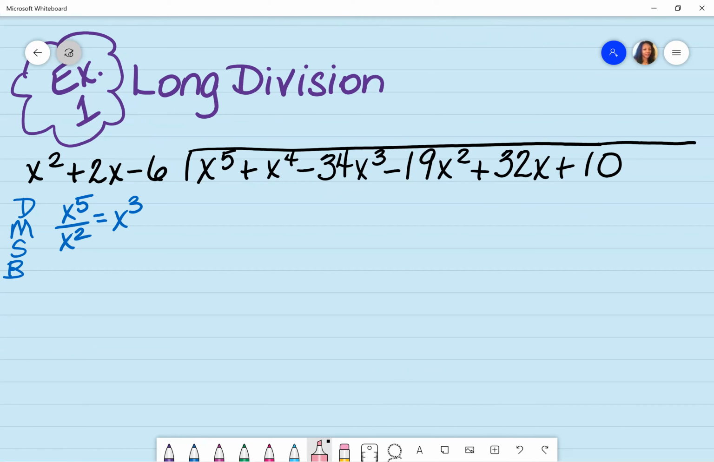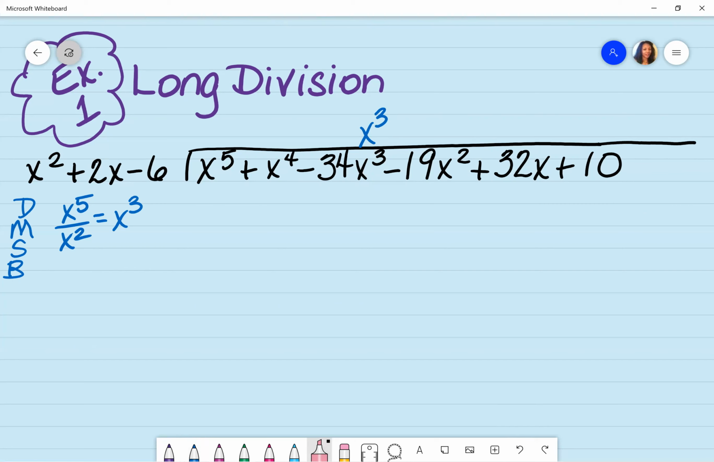Then I go to my dividend and I look for my x cubed. That's how I set mine up. And so I'm going to start my quotient. My quotient is what my answer is once I divide. So I'm going to start that and I'm going to align them. So x cubed was my answer.